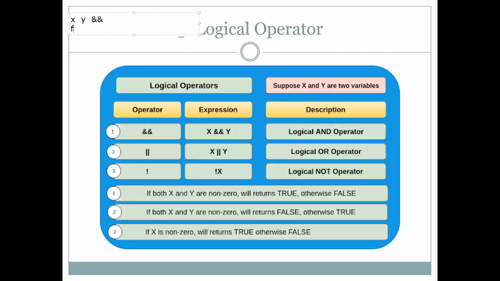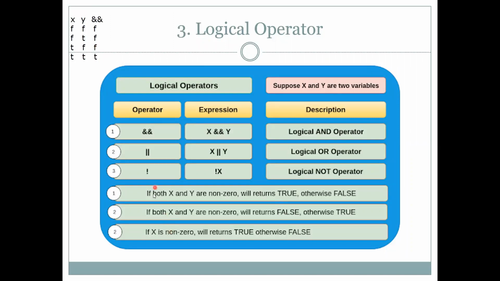Suppose my first value x is false and y is false. So the output is obviously false. Suppose my first condition is false, but the second condition is true. In that case, output is again false. And if I do the reverse, the first condition is true, but the second is false. So here the output is false. So for the AND condition, your output is true only when both inputs are true. Okay. This is for the AND. AND means when both conditions are true, then and only then your output is true. This is for the logical AND operator.